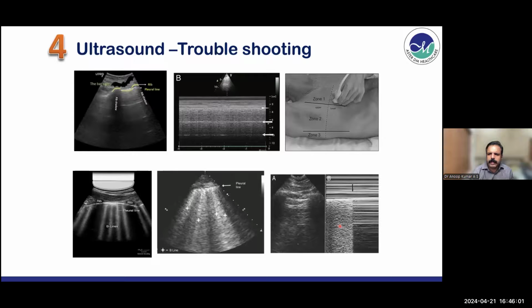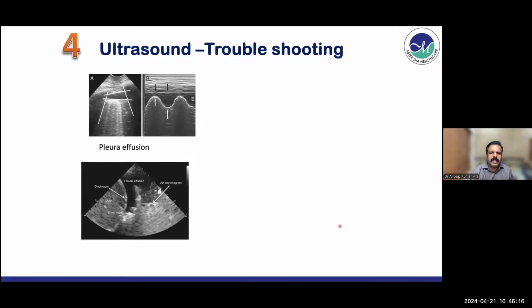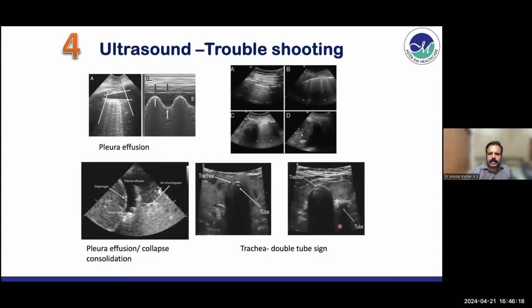What is that? Along with these things, we are more worried about diaphragm assessment also. So, diaphragm assessment, the movement, then the fractional shortening, all those things are important, especially when you wean the patient from the ventilator. The pleural effusion, consolidation, all those things can be picked out. The trachea, whether the tube is inside the trachea, is also easy to make out.